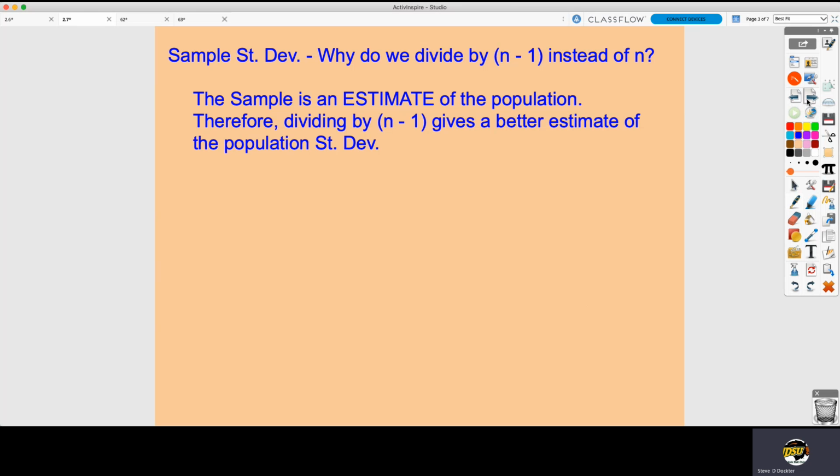Remember, it's just for the sample, and the sample is an estimate of the entire population. And because it's just a sample, when we divide by n minus 1, it's going to give us a better estimate of the entire population's standard deviation. So that's why we do it. At least that's how I understood it out of the book.